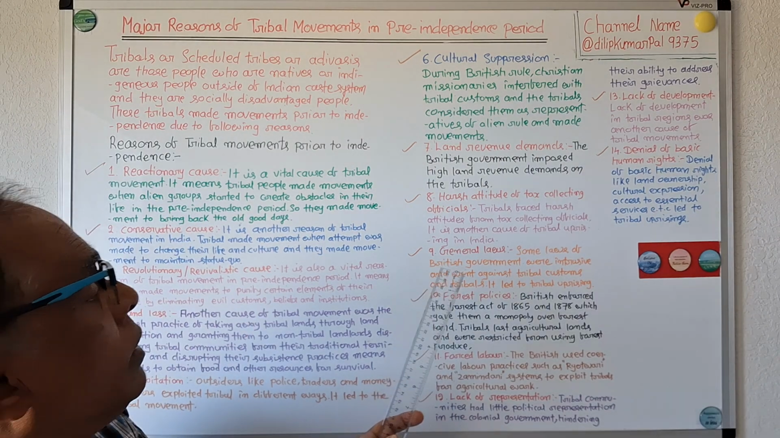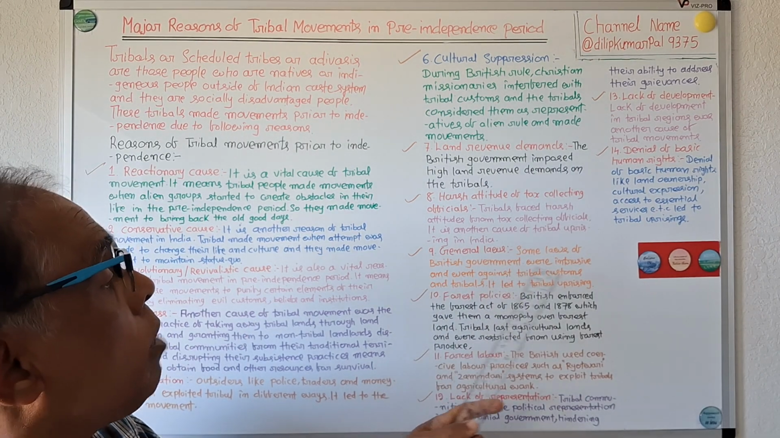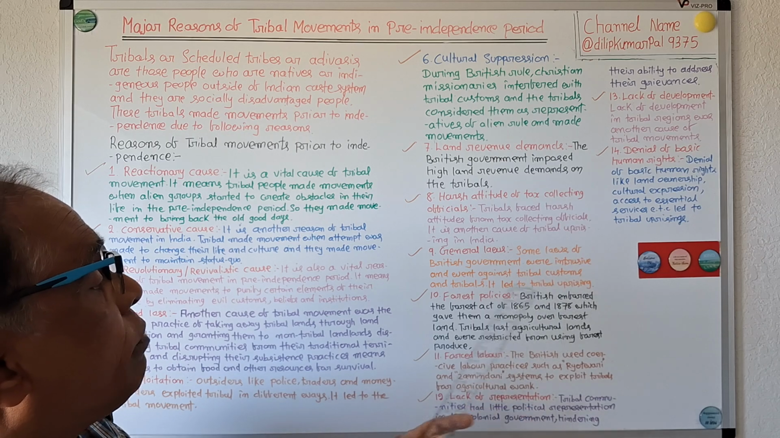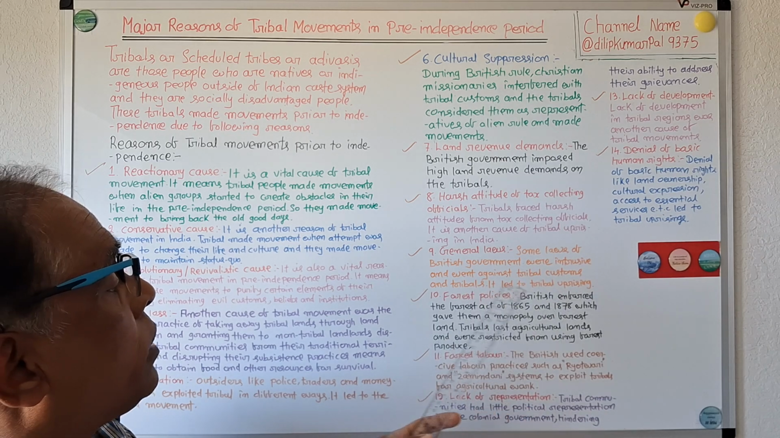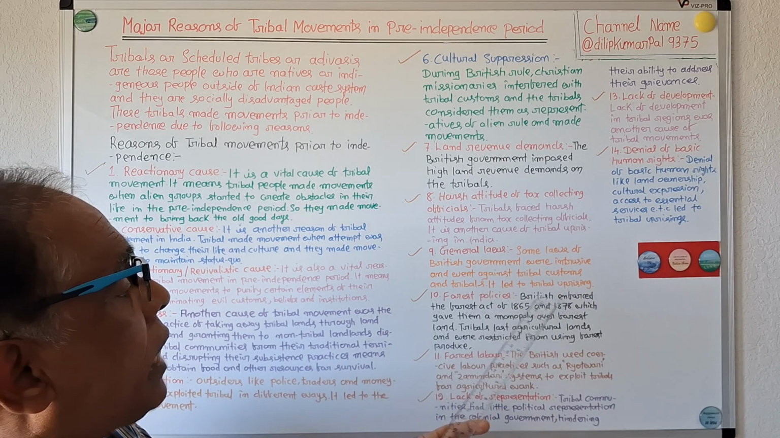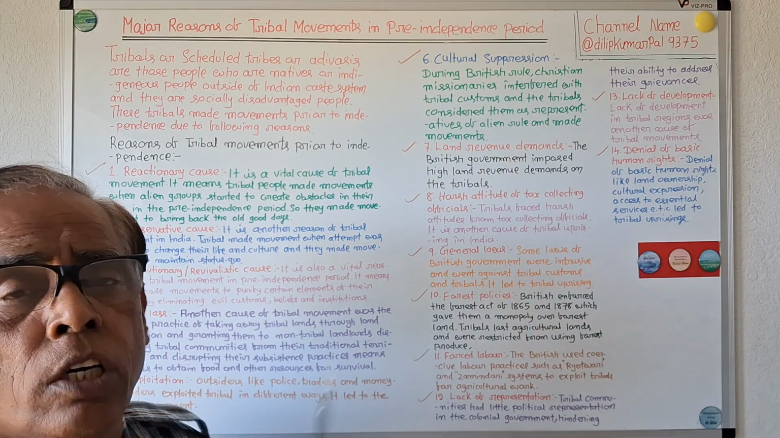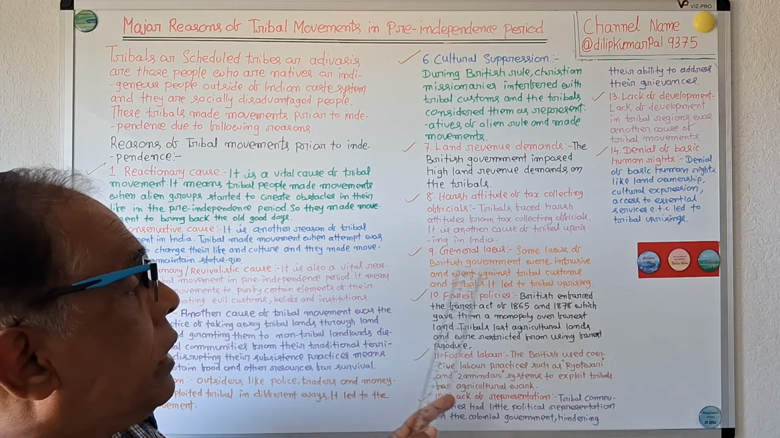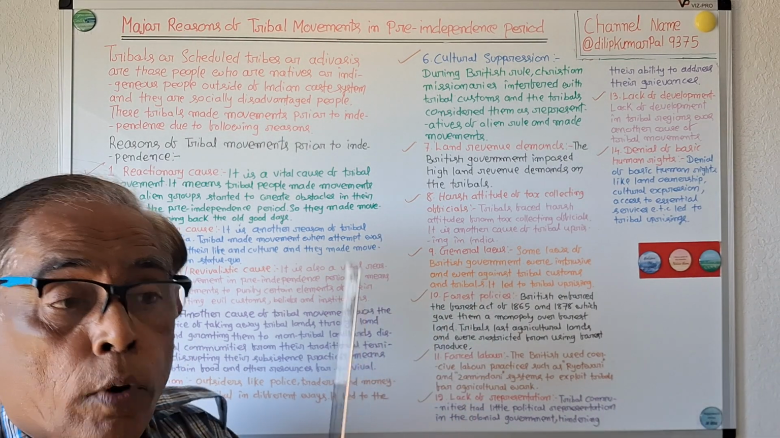9. General laws. Some laws of the British government were intrusive and went against tribal customs and tribals. It led to tribal uprising. Another cause of tribal movement was the general laws.